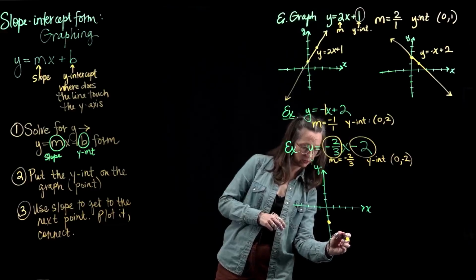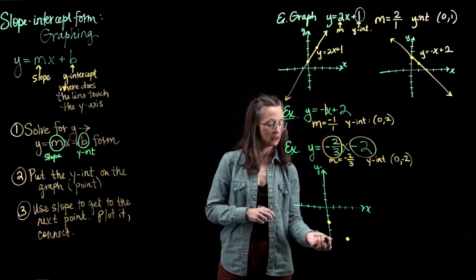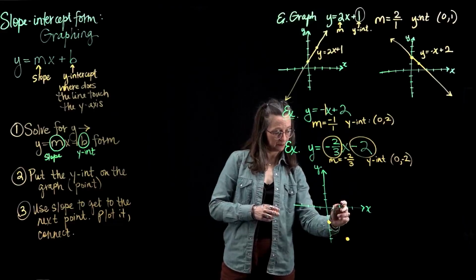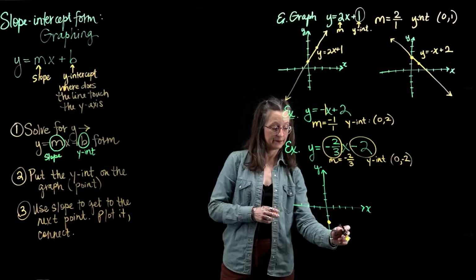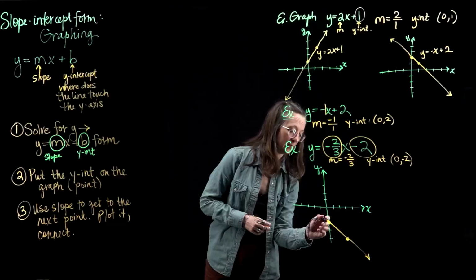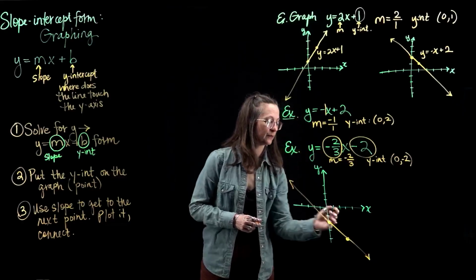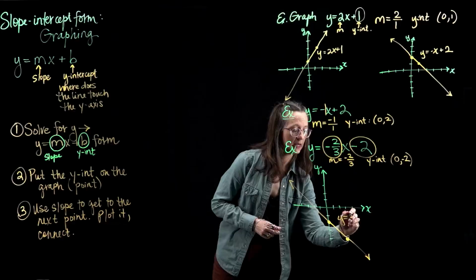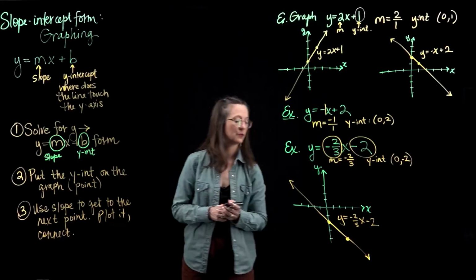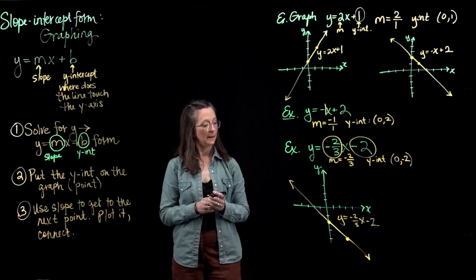Let's make sure I'm accurate here. And I'll put the next point down. So that will land at the point 3, -4. And we will connect those up using a straight line. And that's the line y equals -2/3 x minus 2. Okay.